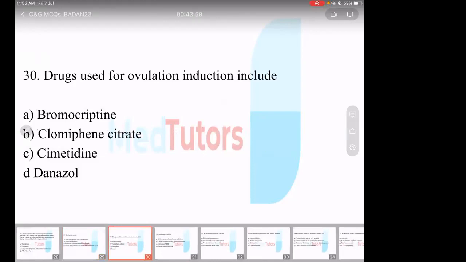Then drugs used for ovulation induction include: A, bromocriptine, B, clomiphene, C, cimetidine, D, danazol. Of course, we all know the drug used for induction is clomiphene. This one is a straightforward question.